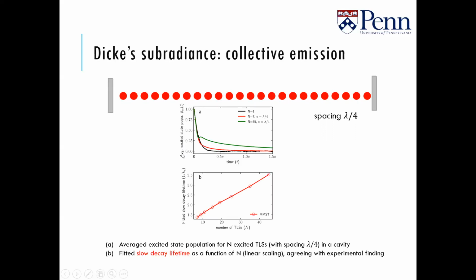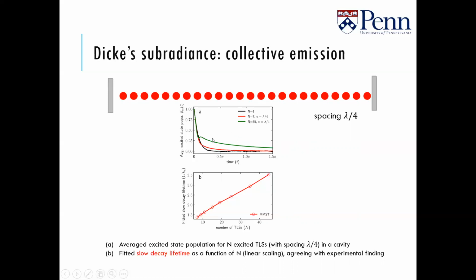And from MMC dynamics, it gives us a result like this. Again, the y-axis here for figure A is the average excited state population as a function of time. When we only have one two-level system, the black line is just an initial exponential decay. When we have 7 two-level systems, the red line, we can see the decay becomes slower at later times. When we have 35 two-level systems, the green line, we can also see the decay is even slower at the later stage.